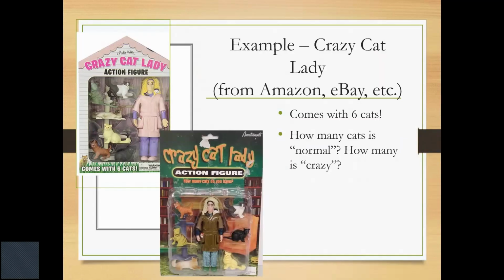And for this, we're going to use the example of the crazy cat lady, which is an actual action figure. And here are pictures. The one on the left is from Amazon, and the one below is from eBay. And the crazy cat lady comes with 6 cats. And so the question is, is 6 enough to be crazy? How many cats is normal? And how are we going to define that? So we'll think about that again after we take a look at these distributions, but keep that in mind. How many cats is actually crazy?